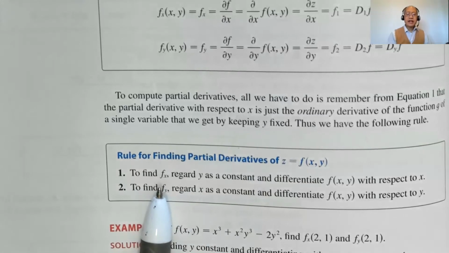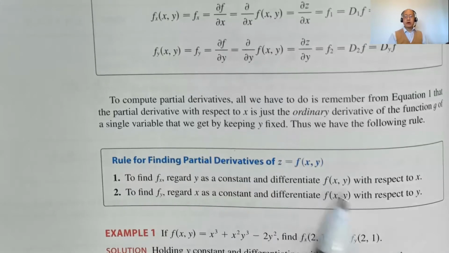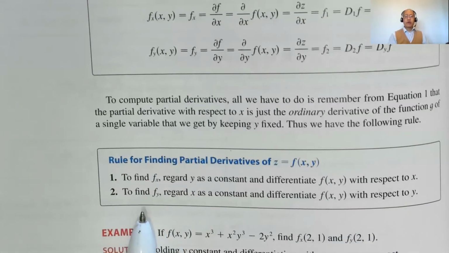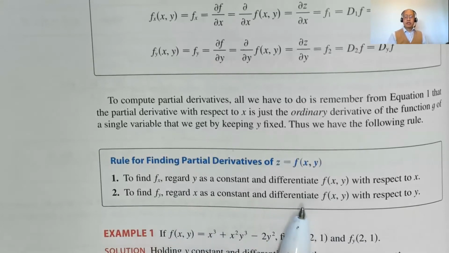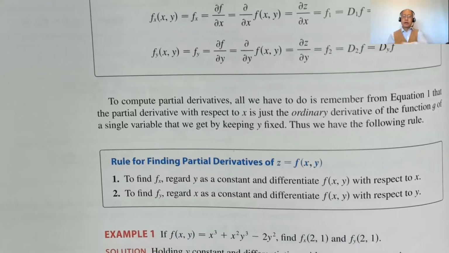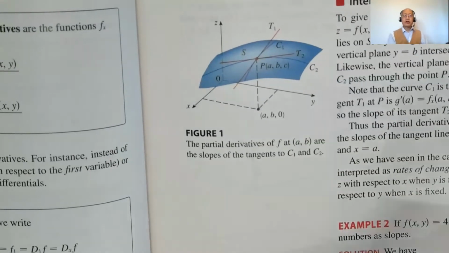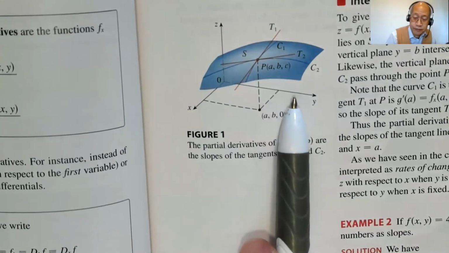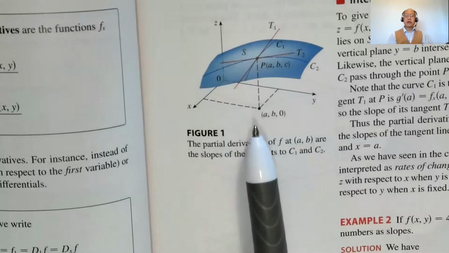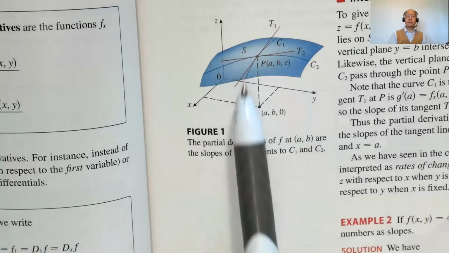To find fx, the partial with respect to x, regard y as a constant and differentiate f of x, y with respect to x. And likewise, if you want fy, or the derivative with respect to y, regard x as a constant and differentiate f of x, y with respect to y. So pictorially, here's what's happening on page 915. Here's a function. z is a function of x and y. So you have the xy plane. Think of the plane of the floor. And it does pass the vertical line test. If you go straight up anywhere in the xy plane, you're only going to touch one point.